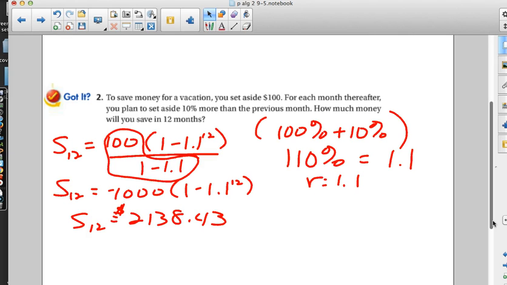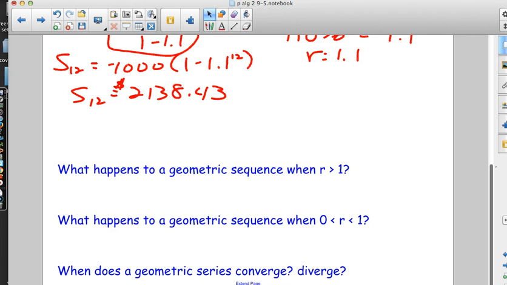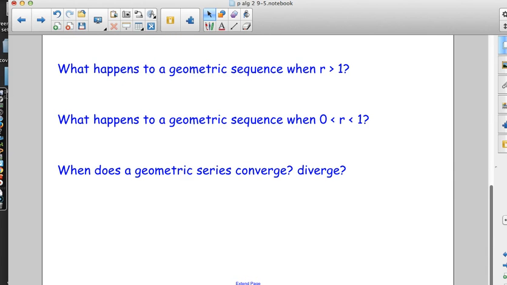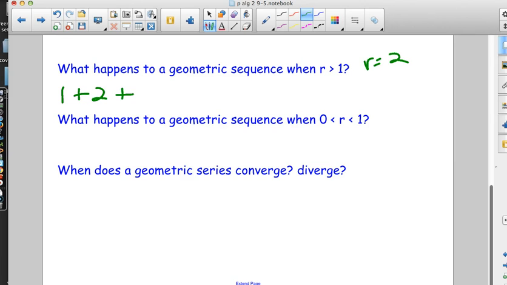Now, the next part is our one last new formula. It says, what happens to a geometric sequence when r is greater than 1? All right, let's investigate this. Let's say r is 2. 2 is a nice number, and it's bigger than 1. So, I'll just start with 1. And what I'm supposed to do to get the next term is multiply by 2. So I would add 2. Then I have to multiply that by 2, and then I have to multiply that by 2.